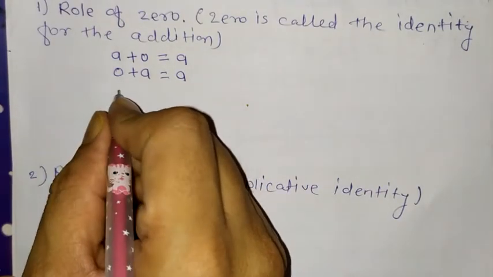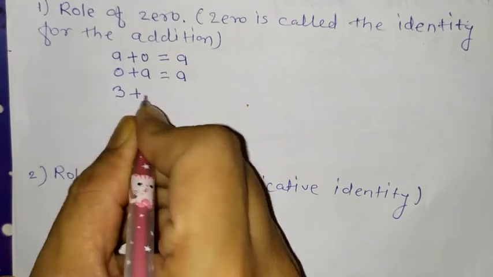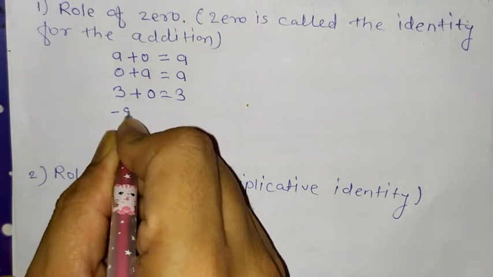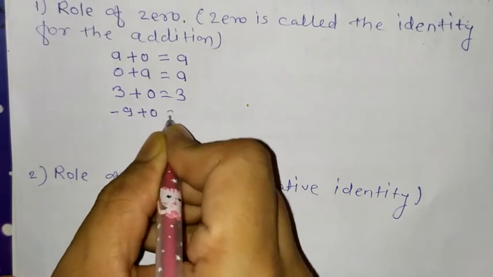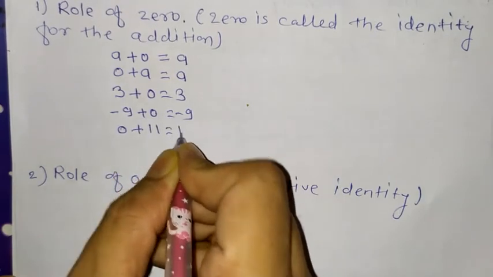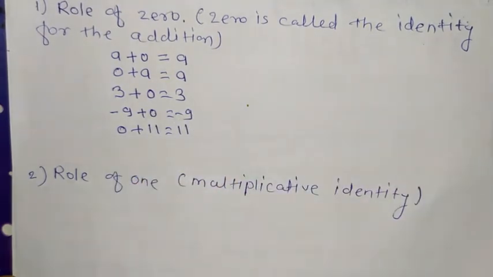If you take any number, 3 plus 0 is always 3. Even if you take a negative number, minus 9 plus 0 is minus 9. 0 plus 11 is 11. Meaning we are getting the same number. That's why it is called identity for addition. This is the role of 0.